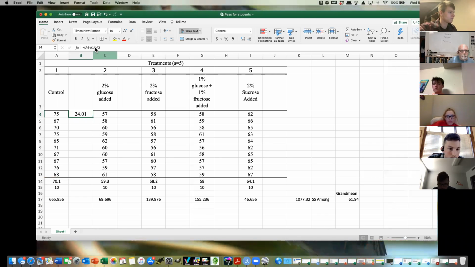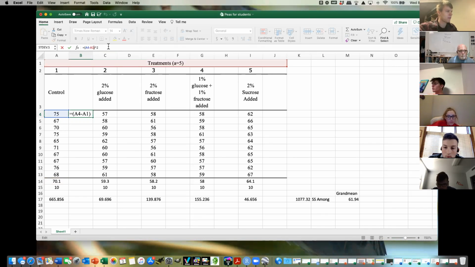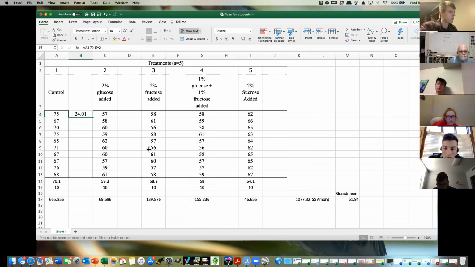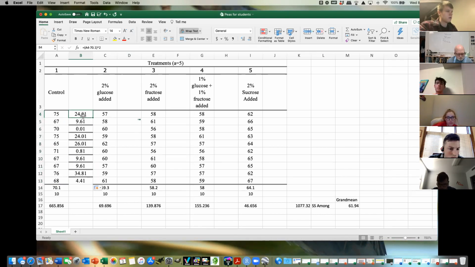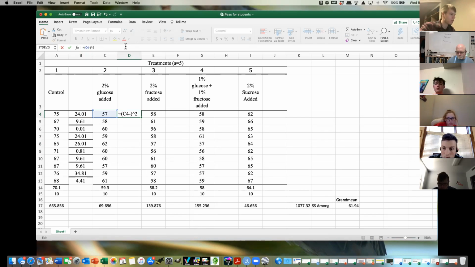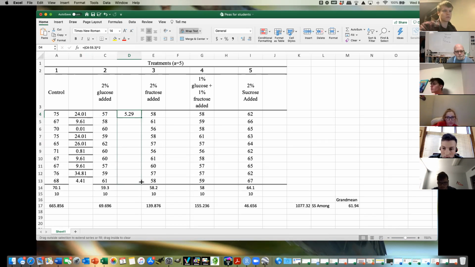So instead of putting A14 in there, we can put 70.1. And then we can just copy those down. We can copy that across and just change what the mean value is to 59.3, and then copy it down. Do the same thing over again.